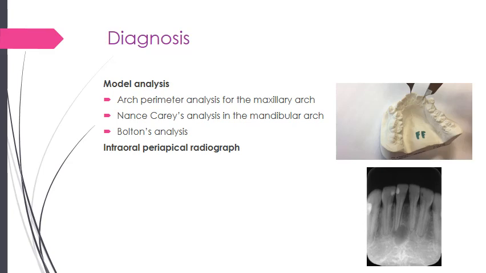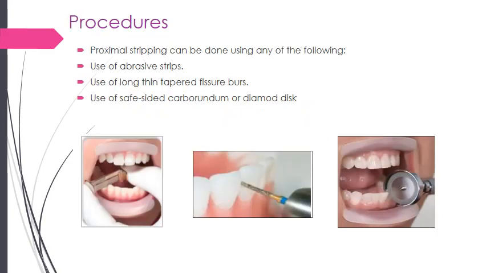Furthermore, we should take an intraoral or periapical radiograph to evaluate the size of the pulp chamber, the caries of the teeth that are going to be sliced and the teeth adjacent to them, and the enamel thickness. The procedures of proximal stripping are usually simple.